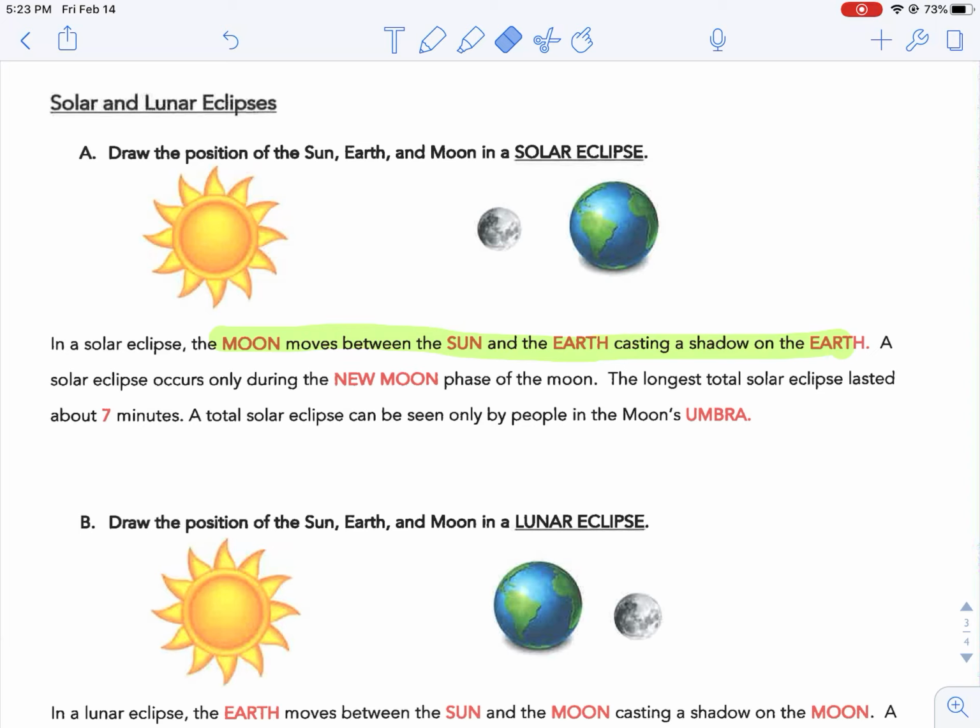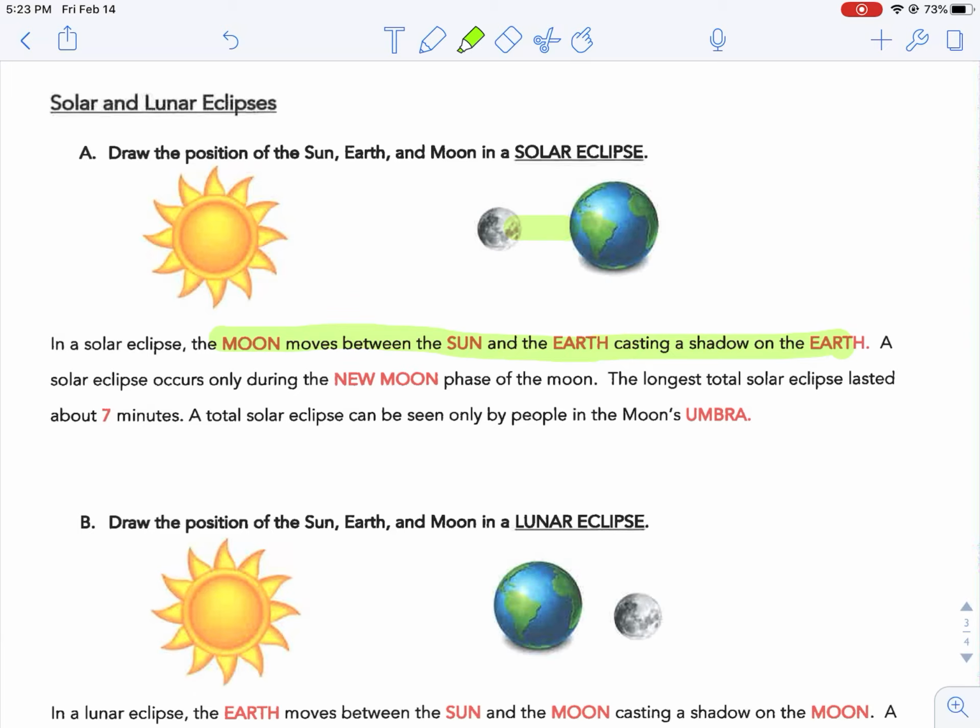The moon and the earth cast shadows because they're opaque. And so most of the time, these shadows that are being cast by the moon and the earth don't interact with each other at all, okay? It's either a little bit above or a little bit below. But every so often, when everything lines up perfectly, the shadow that's being created by the moon will land right on the earth.